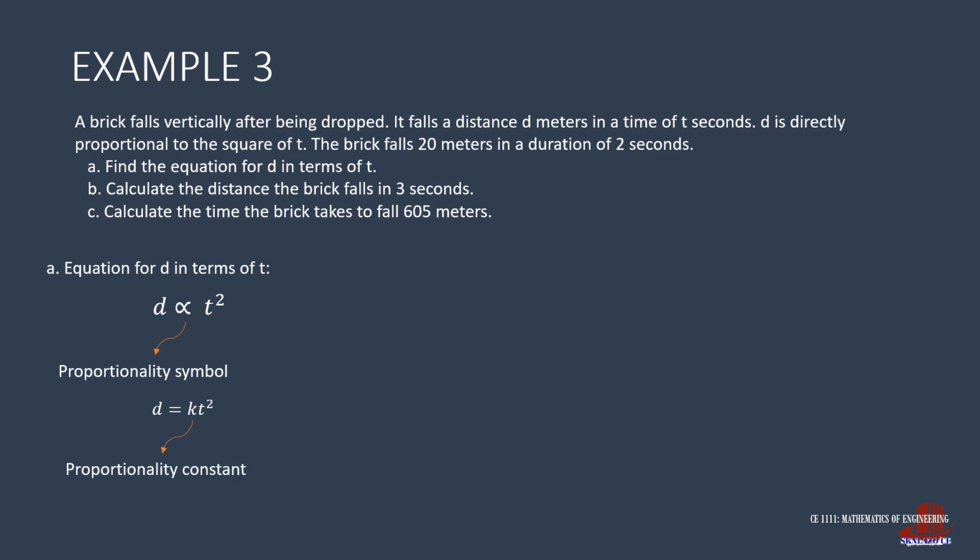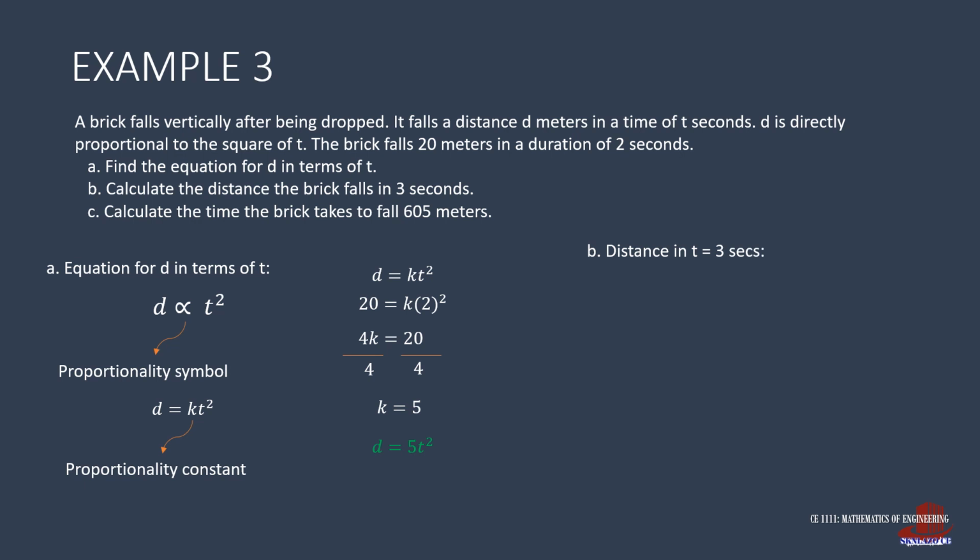Now for the premise which states that the brick falls a distance of 20 meters in 2 seconds, plug these values into the equation to have 20 is equal to k times 2 squared, simplified as 4k is equal to 20. Divide both sides by 4 to get k as 5. Now that we identify the constant, the equation for this situation is then d is equal to 5t squared.